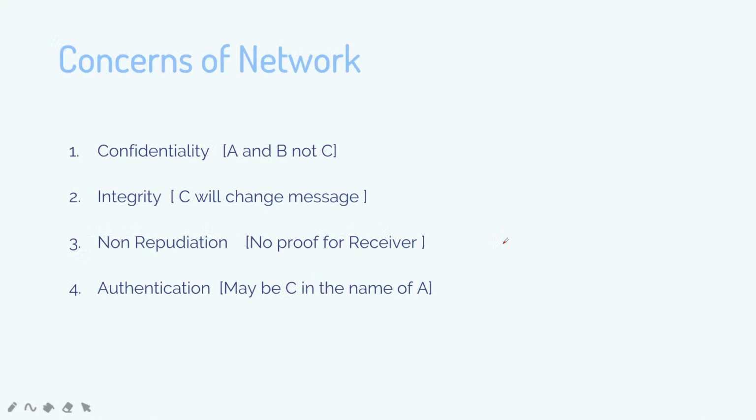Consensus of network is nothing but addressing the drawbacks available whenever you are transferring through a decentralized network. The first one: if you are transferring a message from A to B, we can't know whether it was sent by A or by someone else. Then the second one is integrity, the third one is non-repudiation, and the fourth one is authentication. These are some of the concerns we have whenever we need to transfer data.